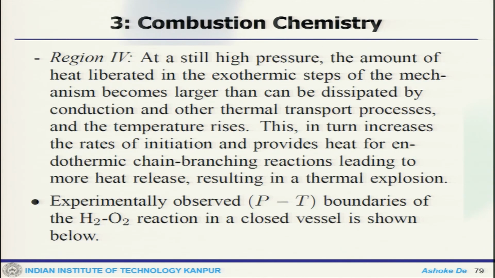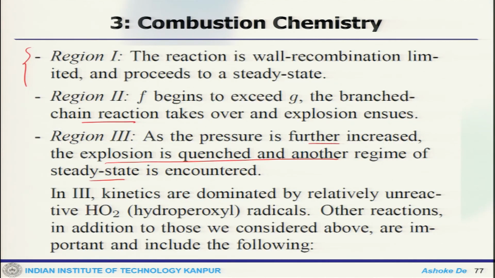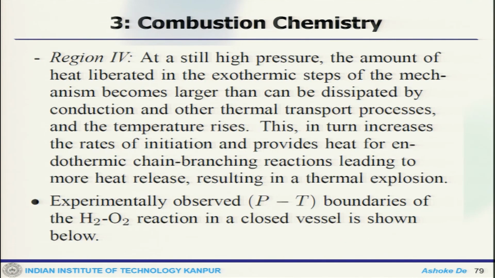Now, region 4, at a little higher pressure. The amount of heat liberated in the exothermic steps of the mechanism becomes larger than can be dissipated by conduction and other transport processes as the temperature rises. This in turn increases the rate of initiation and provides heat for endothermic chain branching reactions, leading to a net heat regime, which will lead to explosion. So, essentially this is the regime where it becomes quite explosive.